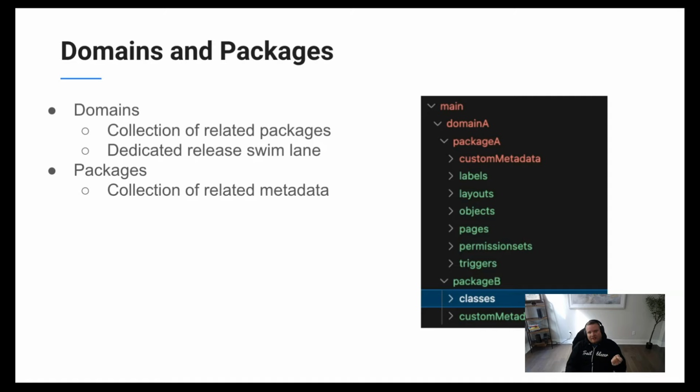A domain is just a collection of related packages, very simple. You can think of that as a swim lane that's basically your direct path to production. So I could put a series of related packages that are tied to specific business functionality. And then the idea is that if I'm making changes to those packages, I have a dedicated release swim lane straight to production. And then packages, in the traditional sense, are just related metadata that lives together. Packages have been around in one form or another for a very long time in Salesforce. That doesn't change here. The addition is the idea of a domain. So we give it one layer of abstraction.